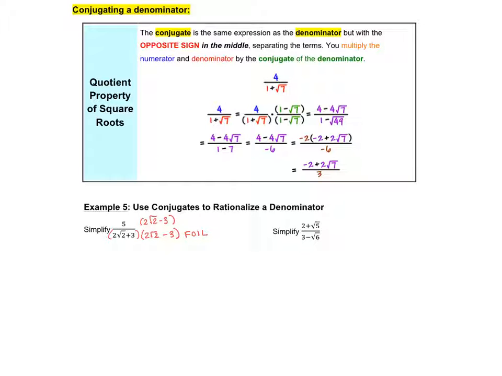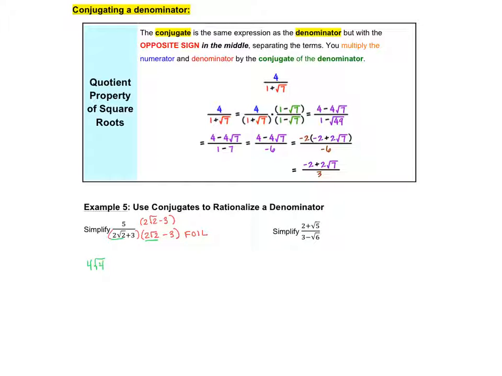This is where I'll lose most of you. So a reminder on FOIL: first, outer, inner, last. So first, 2 radical 2 times 2 radical 2. The outside numbers multiply to get 4, and then it's radical 2 times 2, which is 4. I'll leave it like that for now. We'll get back to that.